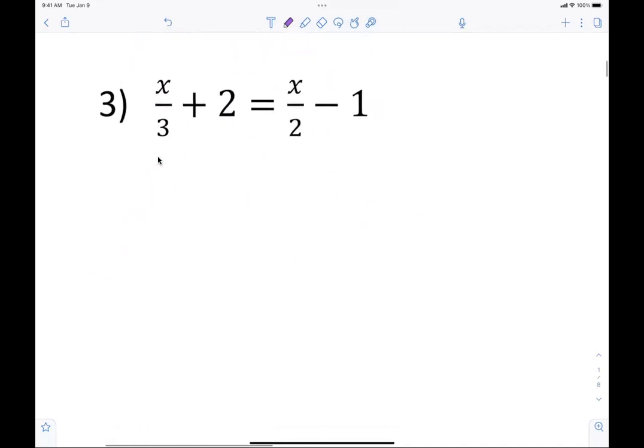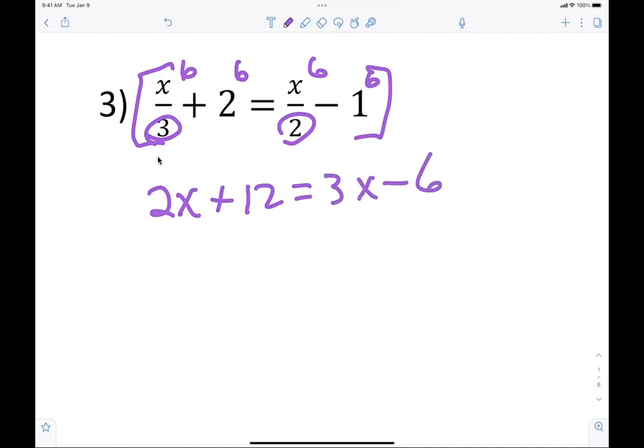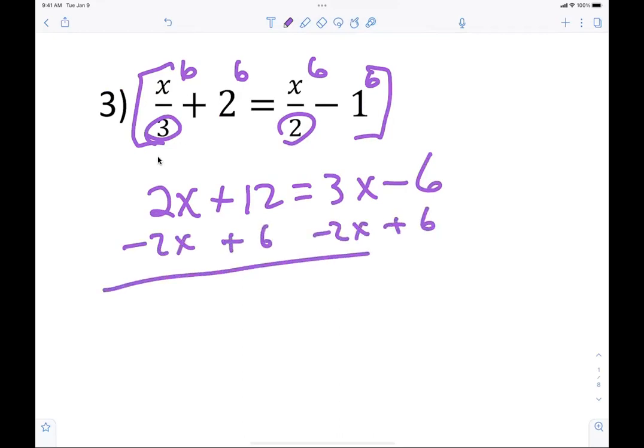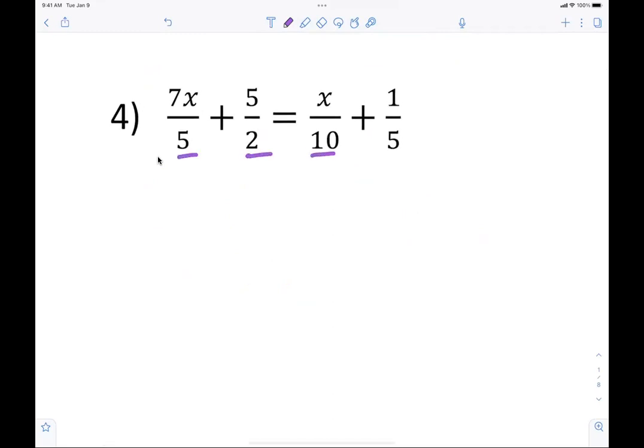All right, let's check out number 3. Again, common denominator here, we're looking at the 3 and the 2, so I'm going to multiply everything through by 6. When I multiply everything through by 6, that'll eliminate the fraction. So I end up with 6 divided by 3 is 2, 2 times x, 2x plus 12 equals 6 divided by 2 is 3, 3 times x is 3x, and then 6 times 1. Now again, I'm just moving the 2x over and adding 6, and so I end up with x equals 18. All right, pretty simple.